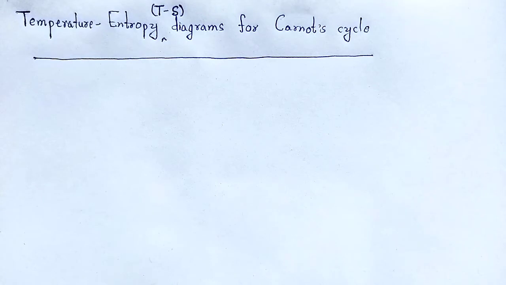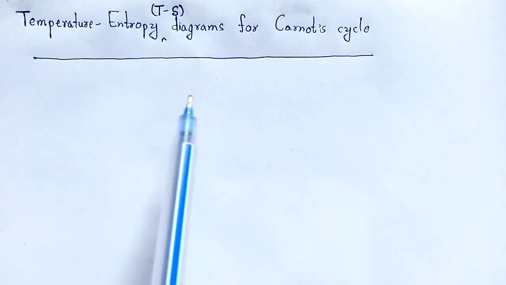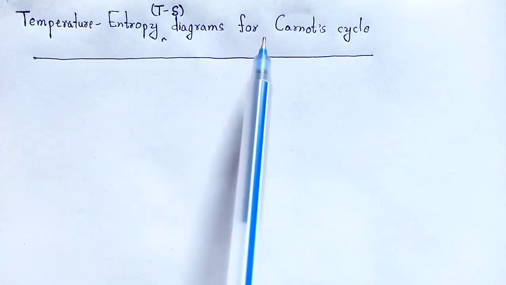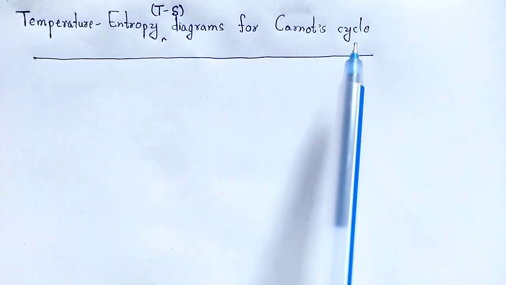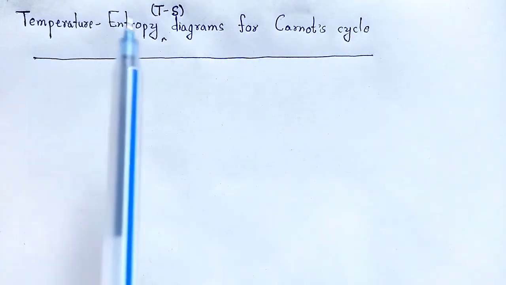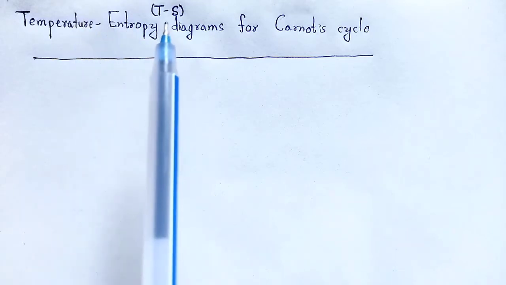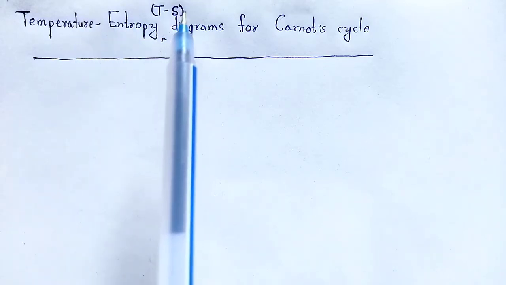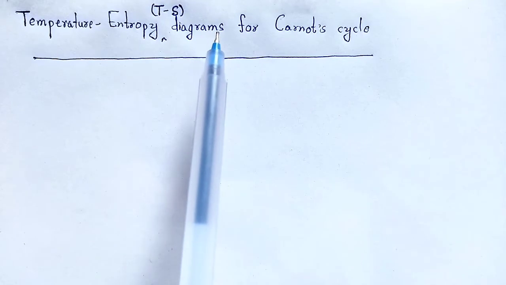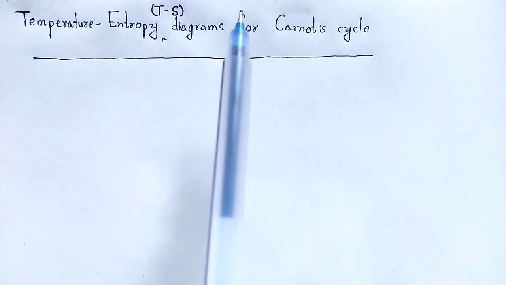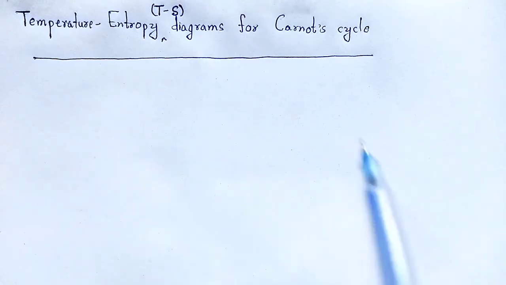In this video, we are going to discuss temperature entropy diagrams for Carnot's cycle. Let's begin. In previous videos, we saw the PV diagram for Carnot's cycle. The TS diagram, meaning temperature entropy diagram, is very similar to the pressure volume diagram for Carnot's reversible heat engine.